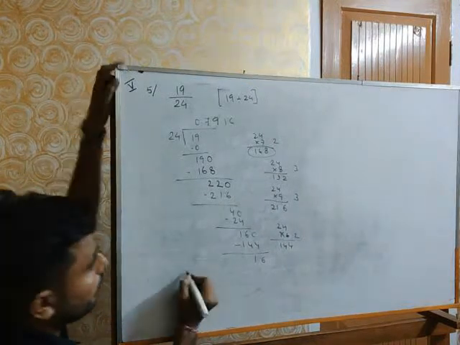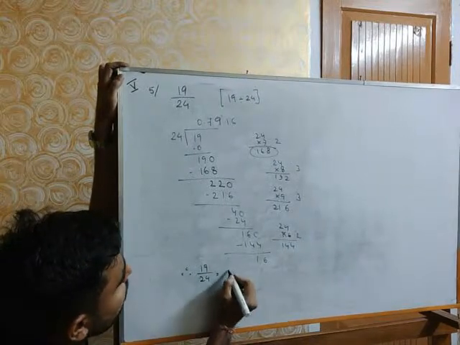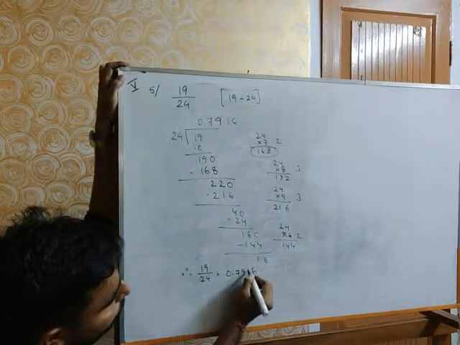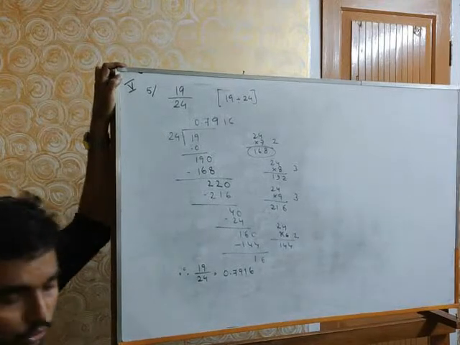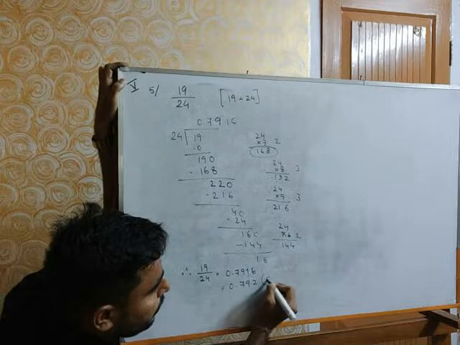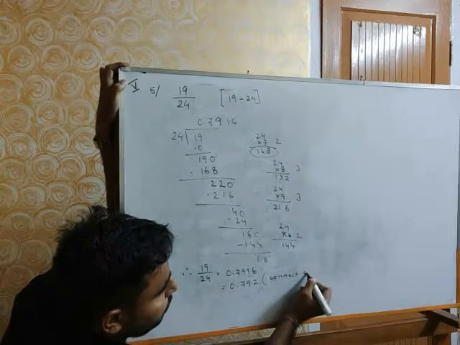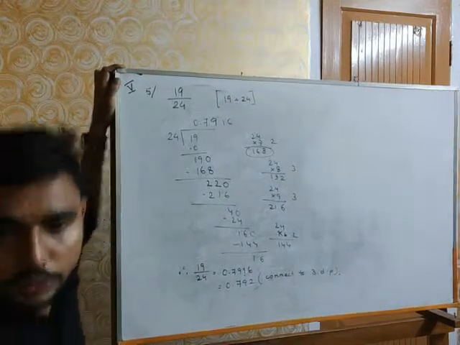Okay. So now we have to round it off. 19 divided by 24 is equal to 0.7916. Now this is first, second, third. After the third place, the next digit is 6. So I have to add 1. So it will be 0.792, correct to 3 decimal places. Any doubt, anyone in this question?